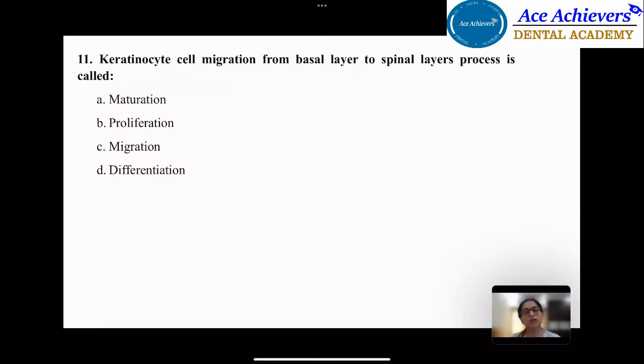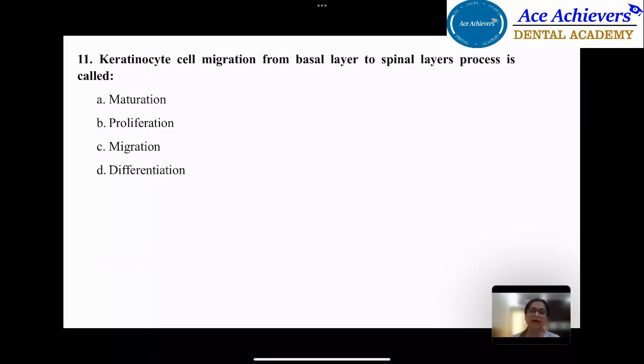Next question: the process of keratinocyte cell migration from the basal layer to the spinous layer is known as? Keratinocytes, as you all know, are the major cells seen in the epidermis and the epithelium. We have the keratinocytes and the non-keratinocytes, and keratinocytes are the major cells. What are the different layers we see in the epithelium?